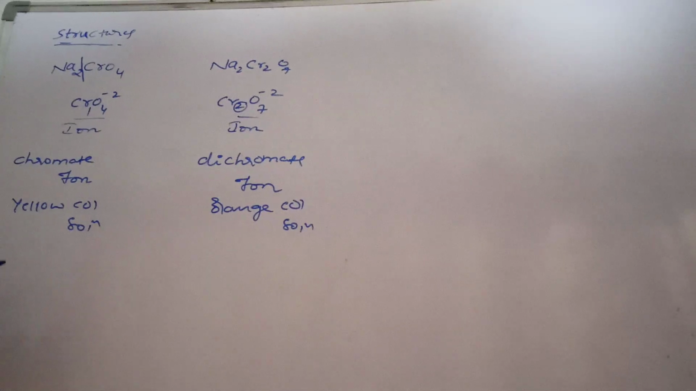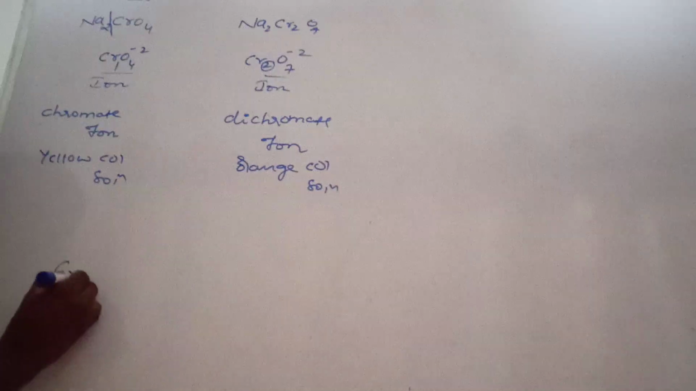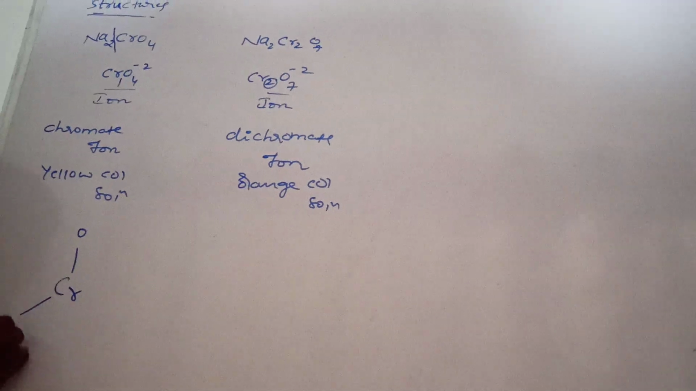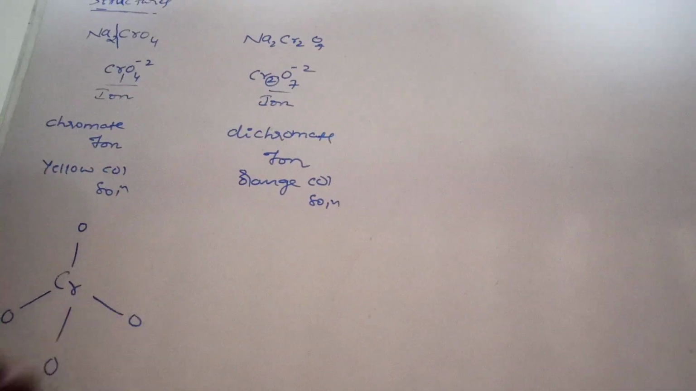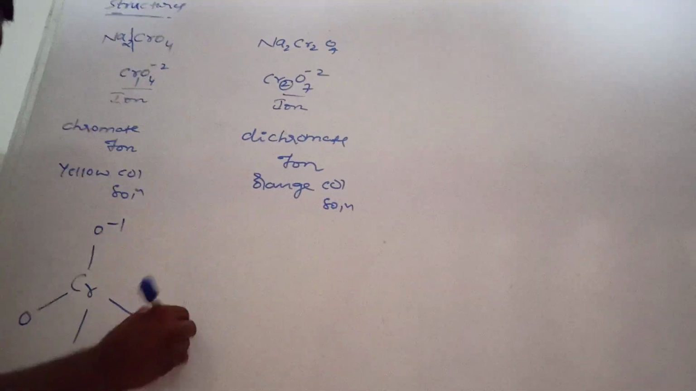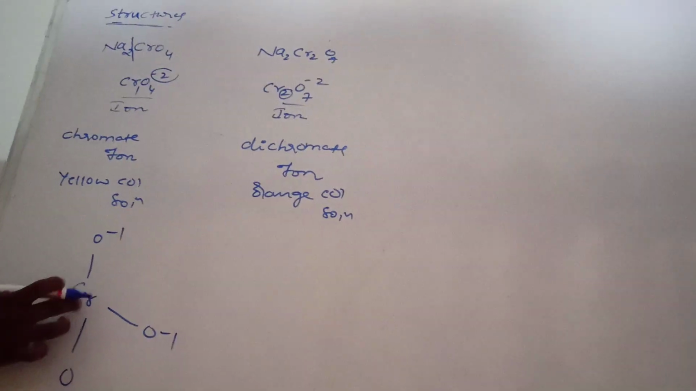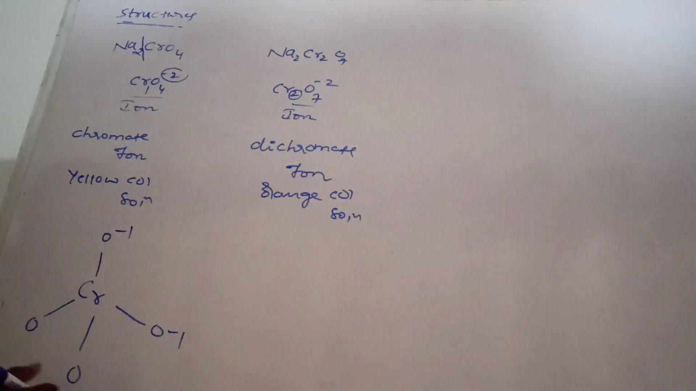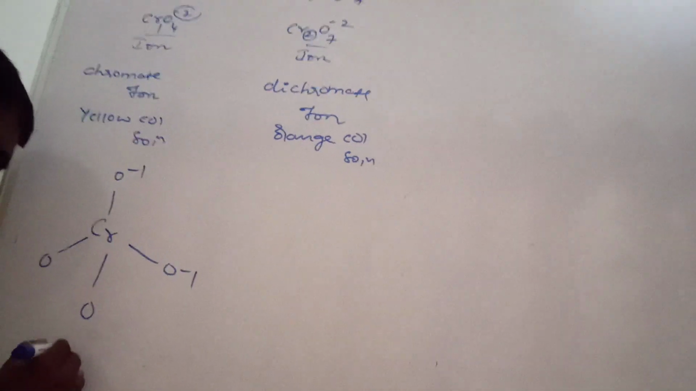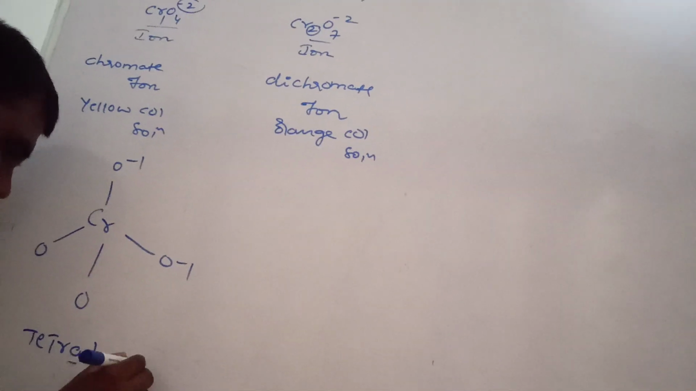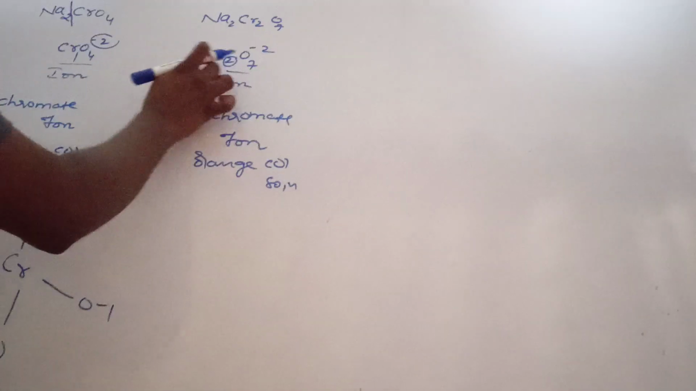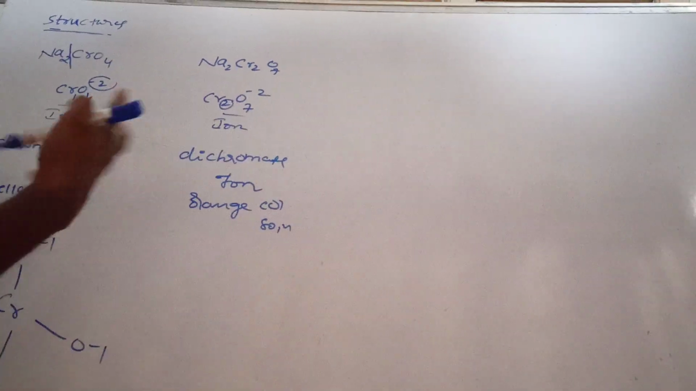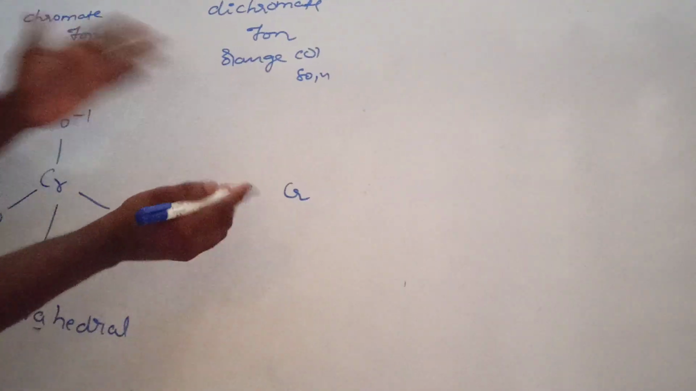It is a tetrahedral shape. See everybody: chromium, oxygen, oxygen, oxygen, oxygen, tetrahedral shape, -1 and -1, charge balancing here, chromium with 4 oxygens and charge, tetrahedral geometry or tetrahedral shape. Next, Cr2O7, here two chromiums are present, two tetrahedral structures are combined. This diagram only you will write here.